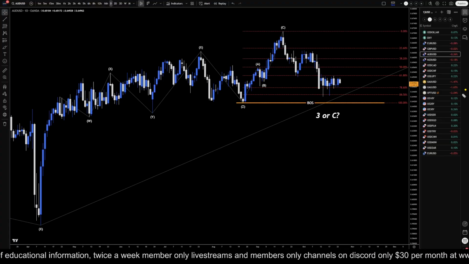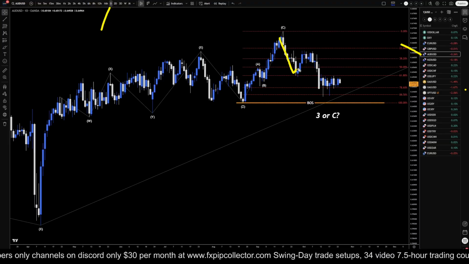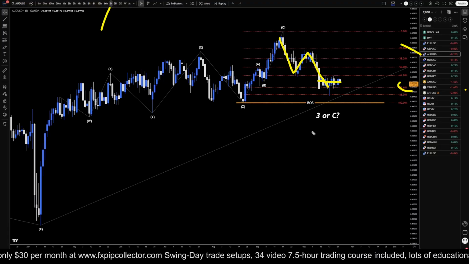Today is Friday, October 24th, and this is my analysis for the Aussie US dollar. We're starting on the daily time frame. Today we have CPI inflation data coming out shortly. Now, I do admit that this looks like a possible ABC pullback. We've been respecting this 78% for a very long time now.